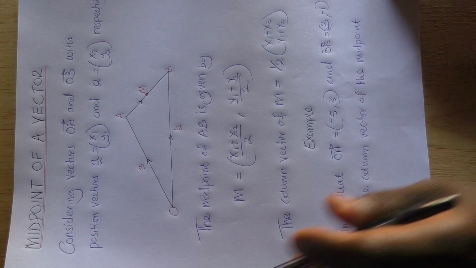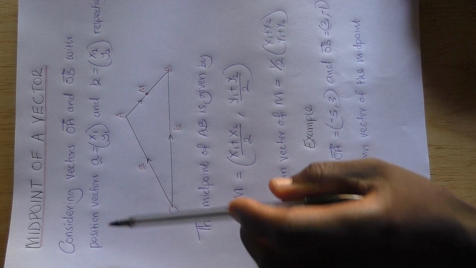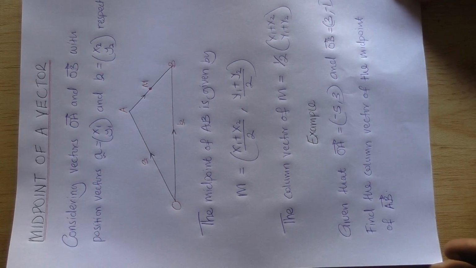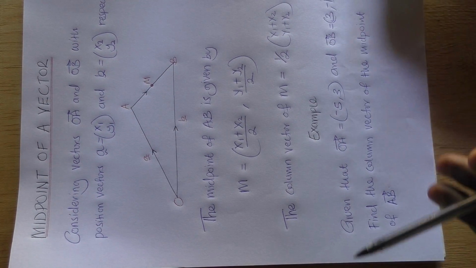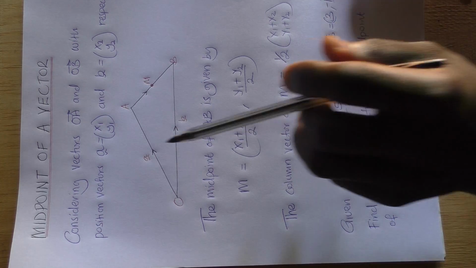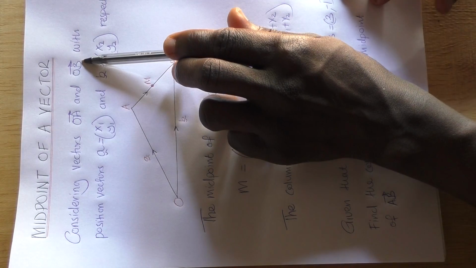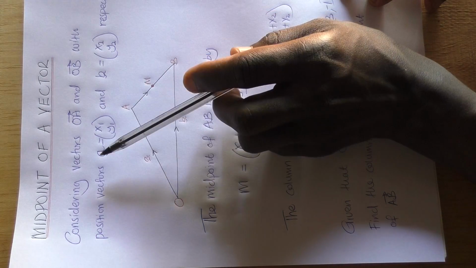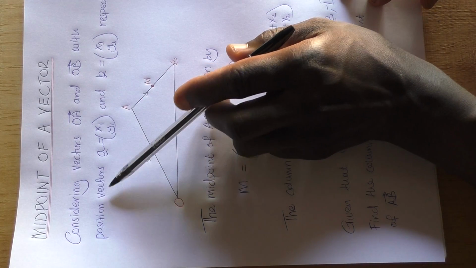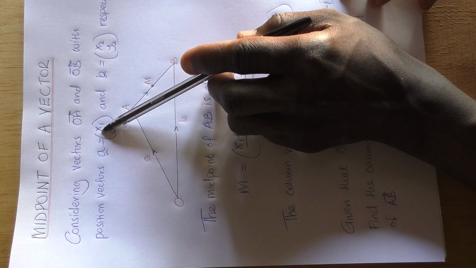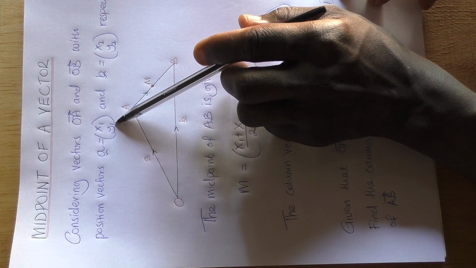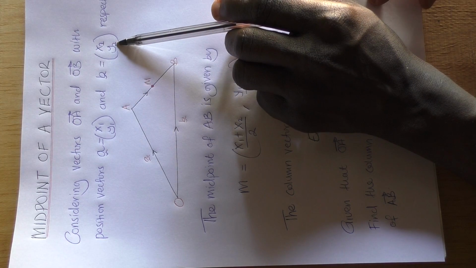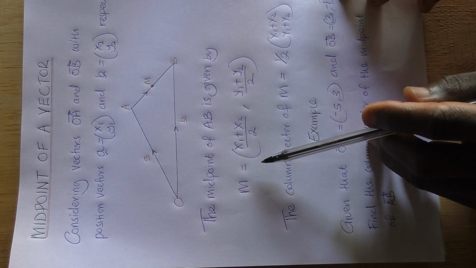Today we shall be looking at how we get the midpoint of a vector. We shall consider two vectors, that is OA and OB, with position vectors A given as x1, y1, and B given as x2, y2, respectively.